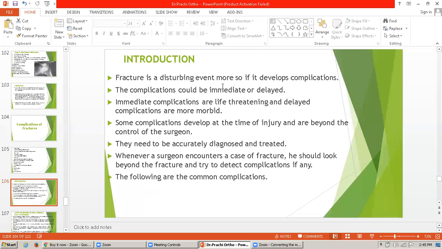So, in that, firstly, we learned about the fracture, and now we will study about the complications of the fractures.